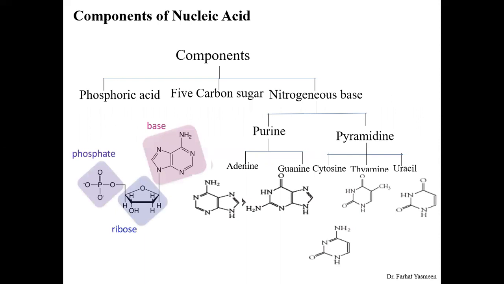So here are the components of the nucleic acid. Nucleic acid basically consists of three different types of components that include phosphoric acid, 5-carbon sugar, and nitrogenous base. Here is the generalized structure of nucleic acid.